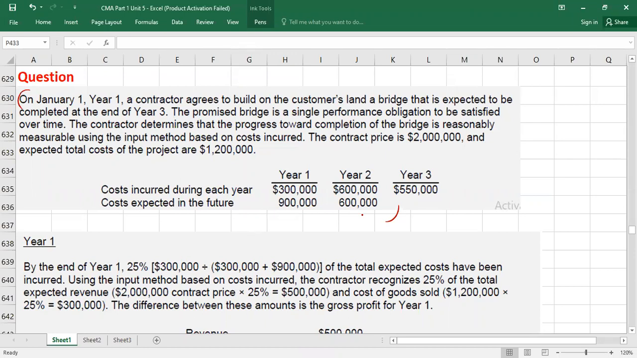In year 1, what you will do? Year 2, what you will do? In year 3, what you will do? Okay, please read it.